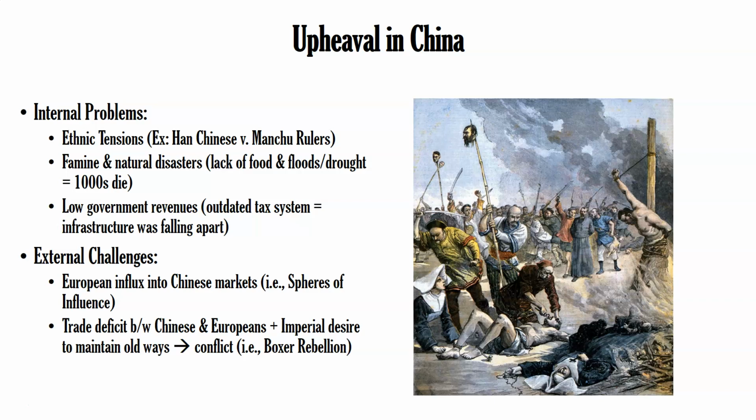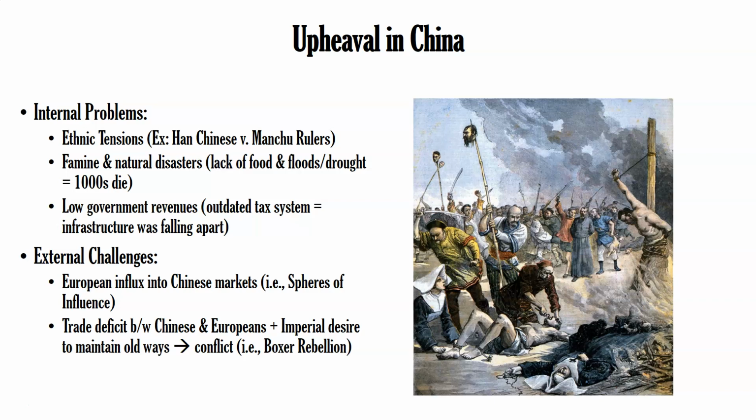And then also you have low government revenues. There's an outdated tax system in place in China, which means that the infrastructure of China can't be built up, and it's starting to fall apart. Canals are falling apart, roads are falling apart, bridges are falling apart, or they just need to be built. They're not being built.